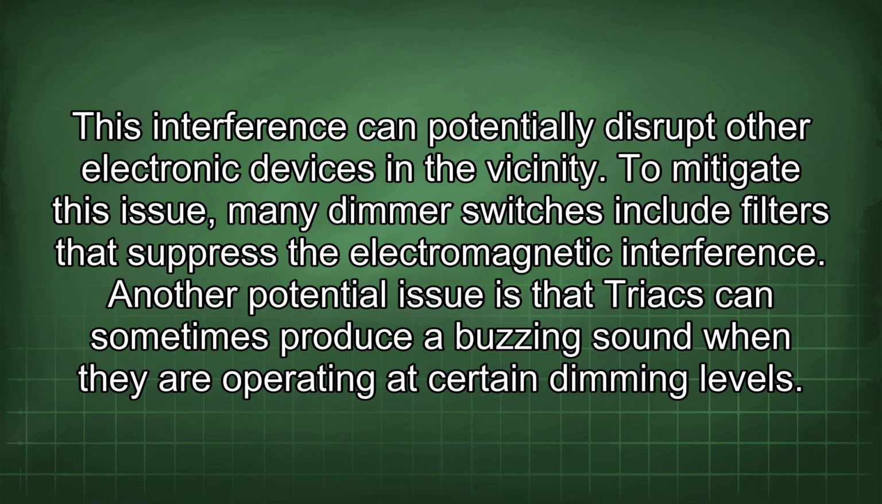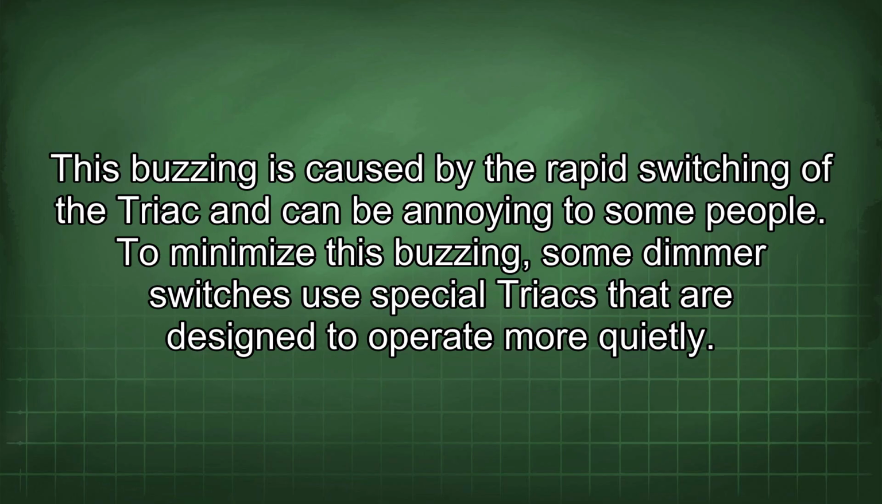To mitigate this issue, many dimmer switches include filters that suppress the electromagnetic interference. Another potential issue is that triacs can sometimes produce a buzzing sound when they are operating at certain dimming levels. This buzzing is caused by the rapid switching of the triac and can be annoying to some people. To minimize this buzzing, some dimmer switches use special triacs that are designed to operate more quietly.